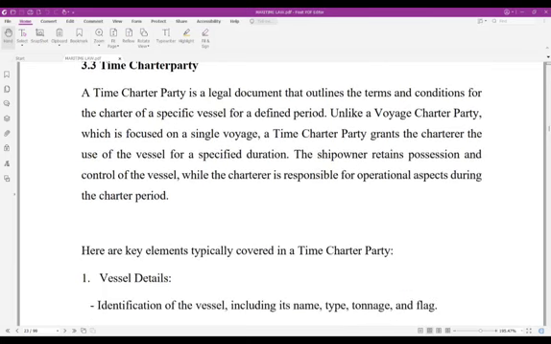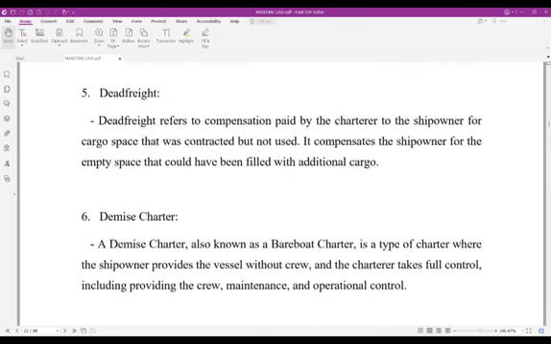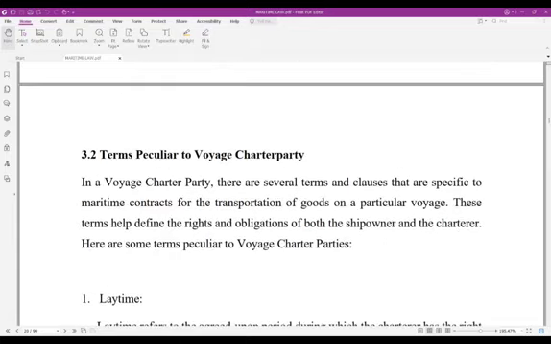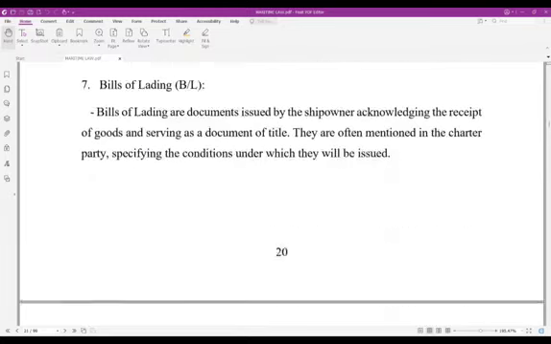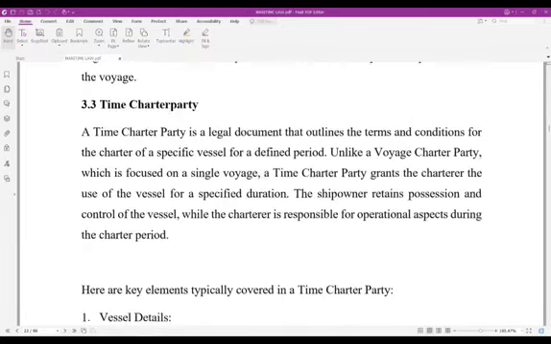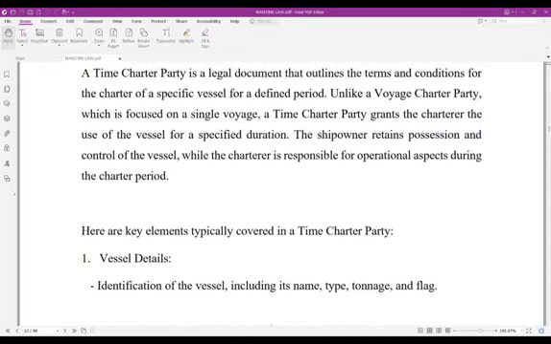Of course, there are key elements typically covered in a time charter party. We have discussed earlier the terms peculiar to a voyage charter party. And now, we want to talk about the key elements typically covered under a time charter party. This will be discussed when next we meet.